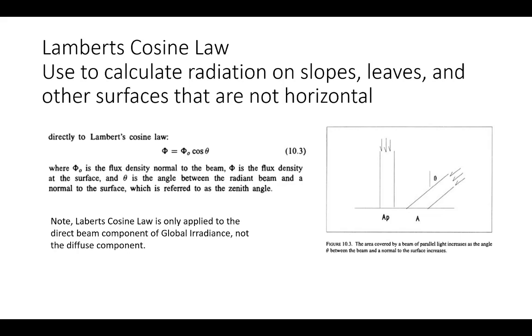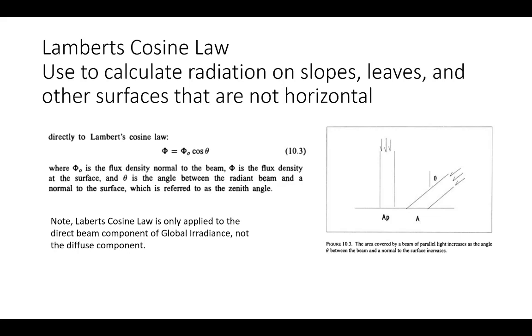So this would be like the radiation measured by the pyranometer on the weather station. And if you knew the zenith angle, you could predict how much radiation you would get if you took your pyranometer and aimed it straight at the sun, if that makes any sense. So the key thing to remember about Lambert's cosine law is when you want to start predicting the amount of radiation on a slope, of sloping ground, or on a leaf that's at an angle, then it becomes really important.